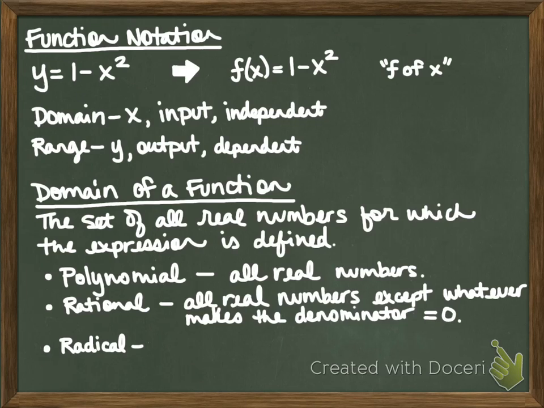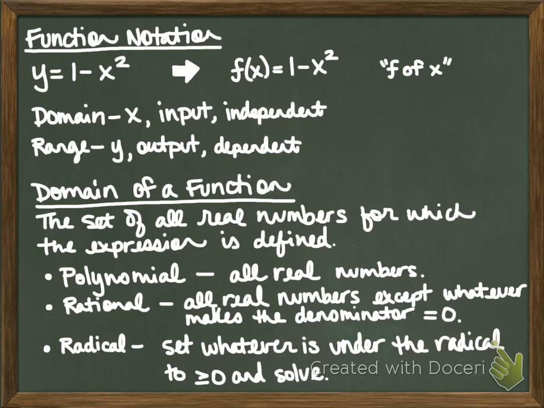And then last is a radical function, which would be a square root function. And you set whatever is underneath the radical to greater than or equal to 0 and solve that. That will give you the domain for that function. Because for radicals, we don't want to take the square root of a negative number. We don't want what's underneath the radical to be negative. So when you set it greater than or equal to 0, that will ensure that it's always positive.